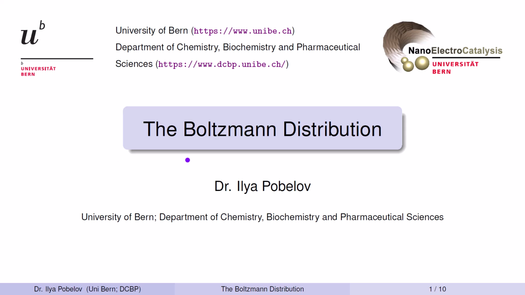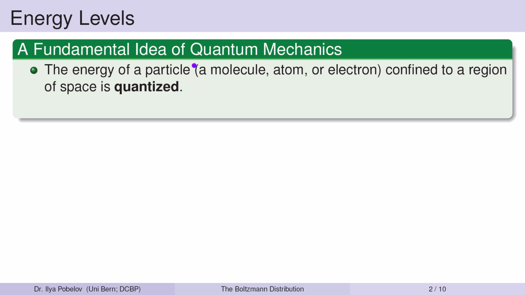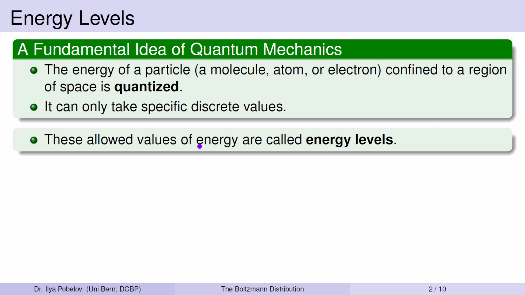In this module, we look at how particles in a system are distributed over states with different energy and introduce the Boltzmann distribution. A fundamental idea of quantum mechanics is that the energy of a particle, a molecule, atom, or electron confined to a region of space is quantized, meaning it can only take specific discrete values. These allowed values of energy are called energy levels.